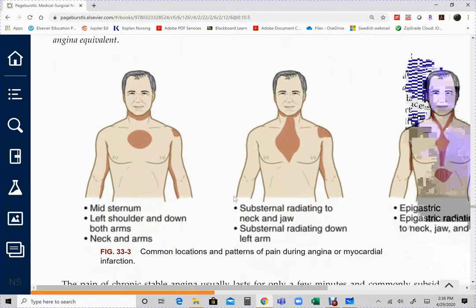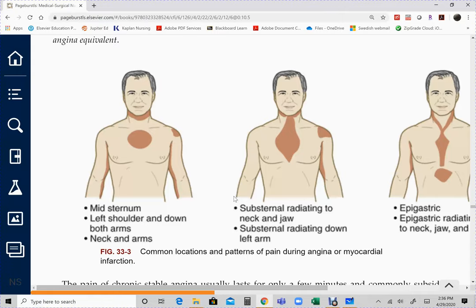This is the typical pattern of cardiac-related chest pain. Later, when we discuss acute coronary syndrome, they are going to present the same way. So it's almost impossible to tell them apart. That's why when they initially come in, the diagnosis is acute coronary syndrome, because we cannot tell them apart unless we do certain testing.